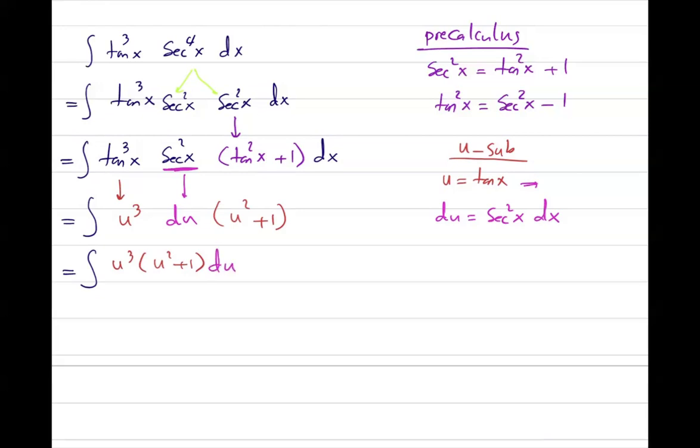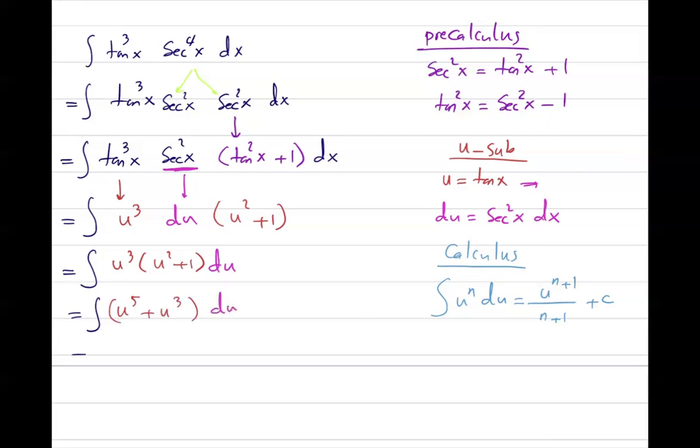This is nothing but, from calculus, the integral of u to the n du is u to the power n plus 1 over n plus 1 plus constant of integration. This can be written as, if you distribute u to the third into the parentheses, you get u to the fifth plus u to the third, and then du.